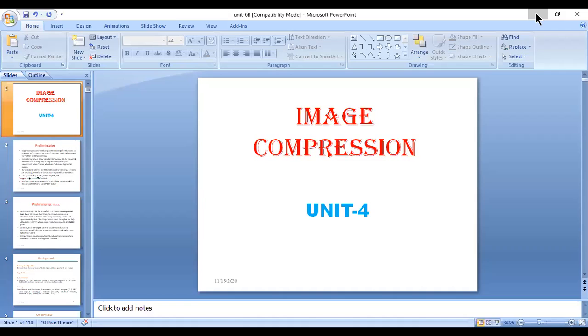So there are three basic data redundancies. The first one is coding redundancy. The second one is interpixel redundancy. The third one is psycho-visual redundancy. So we will discuss one by one.